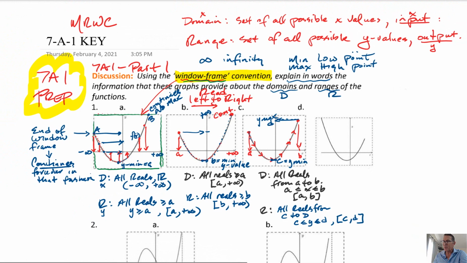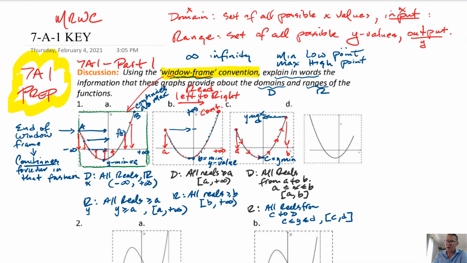Okay, last one. On the last graph here, I noticed that it hits the window frame here, so it continues, and then it stops here, because it doesn't hit the window frame. So let's talk about the domain first.